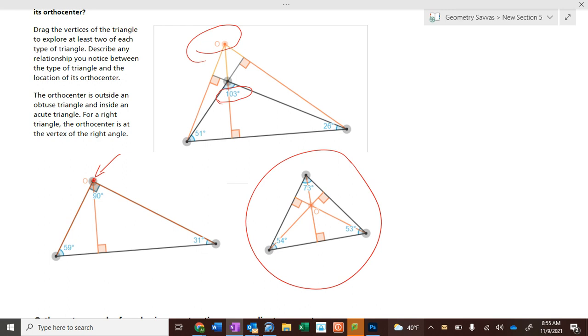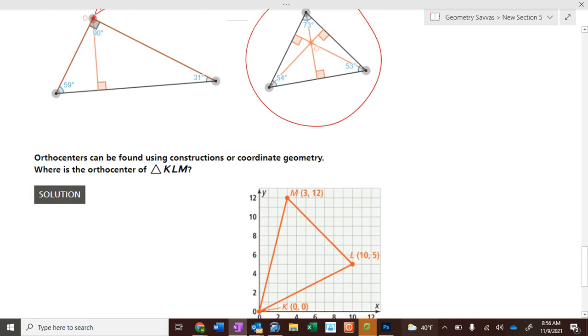Inside. So it's just like a circumcenter. A circumcenter on an obtuse triangle is on the outside, on a right triangle is on the triangle, and on an acute triangle, it's inside. Okay.